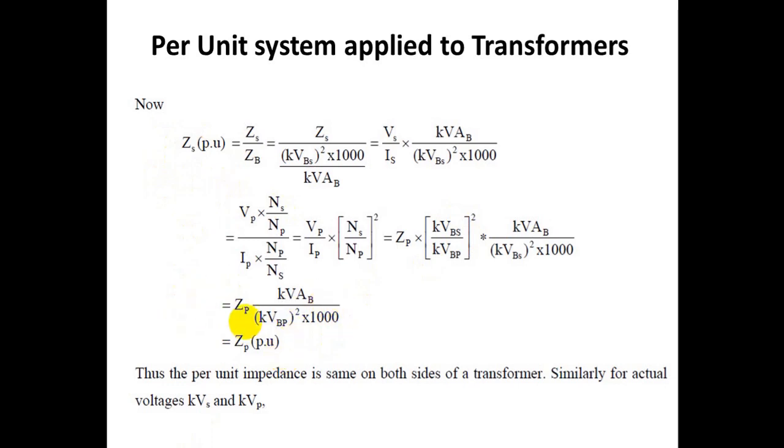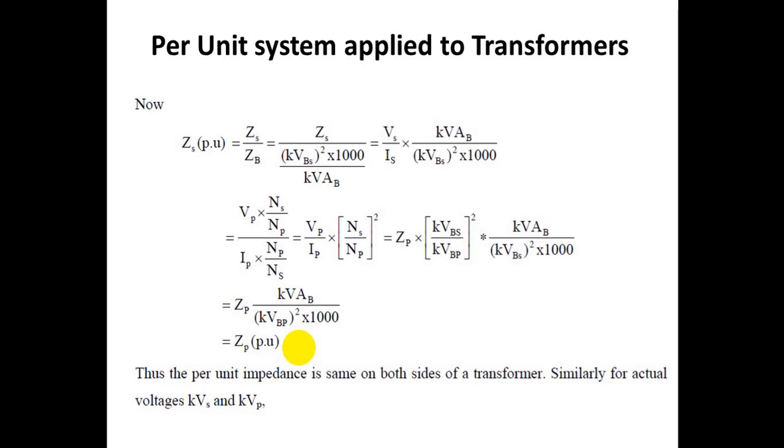I mean, you obtain the same formula which is used for the per unit value on the primary side. So it simply says that it doesn't matter whether we refer the values to primary or to the secondary side, the per unit value remains the same. So using per unit values reduces the need for this conversion.